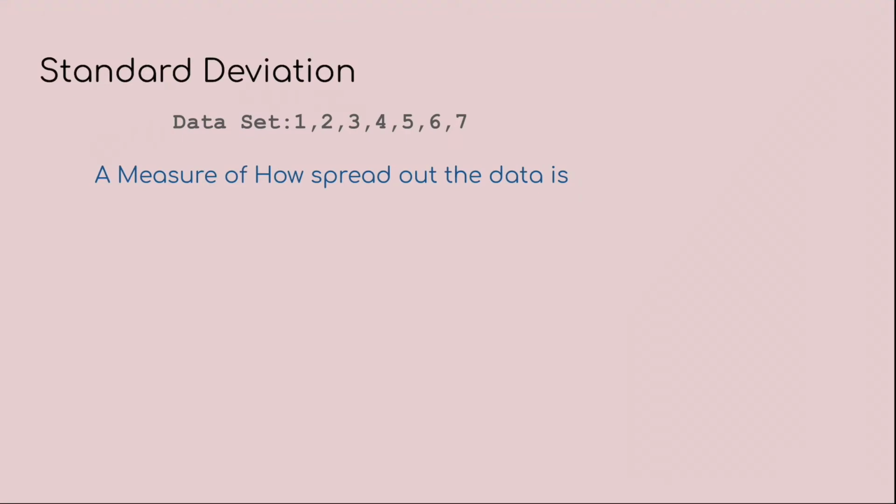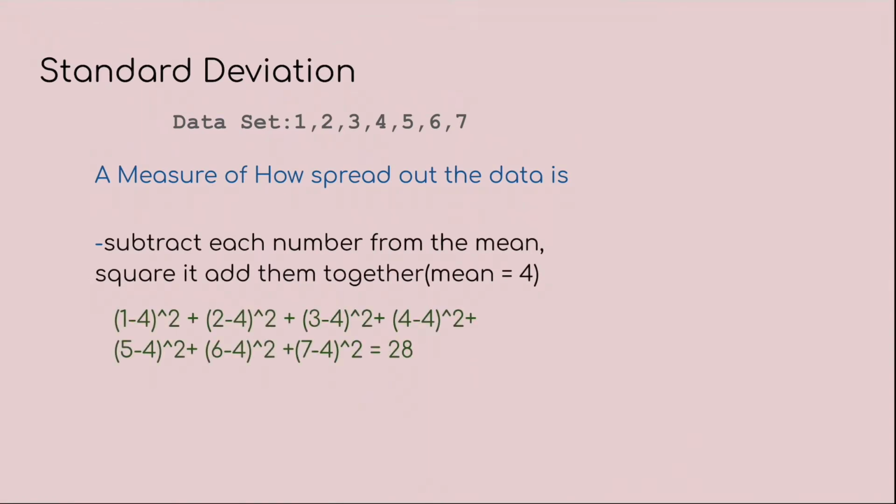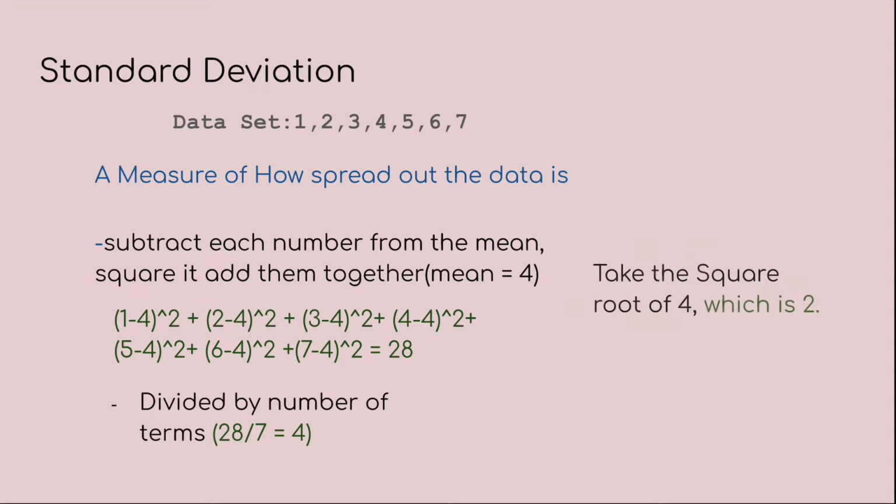Standard deviation. So standard deviation is the measure of how spread out the data is. This is how you can find the standard deviation. After you get the sum of those squares divided by the number of terms, you get 4. And then finally take the square root of 4, which we get 2. So 2 will be the standard deviation of this data set.